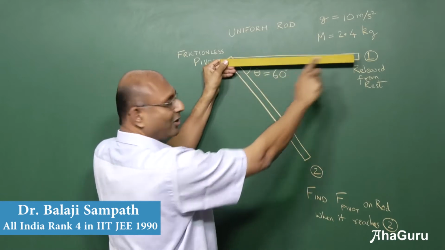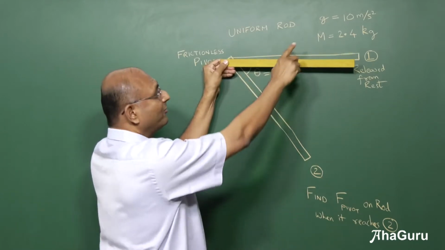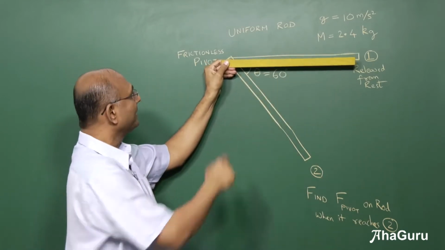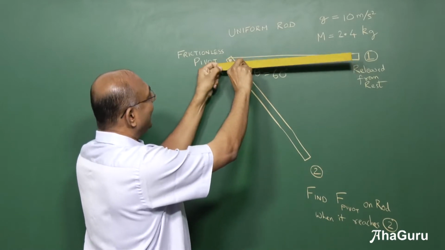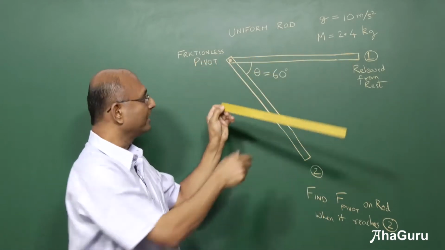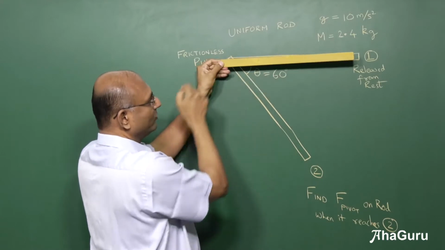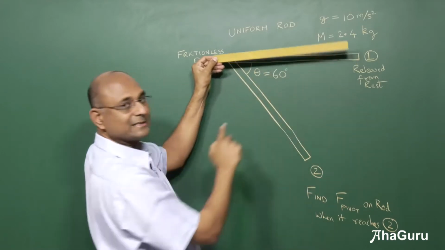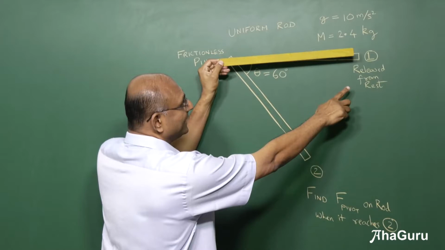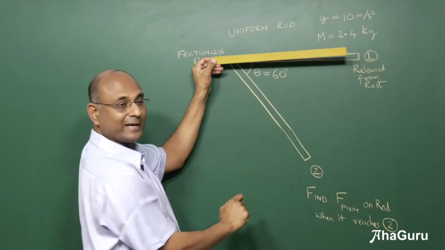So here I have a rod, a uniform rod of mass 2.4 kg that has been pivoted at one end. There is a frictionless pivot, so you don't have to worry about friction due to the pivot. It is released when it is in horizontal position, from rest. That position I am calling 1.